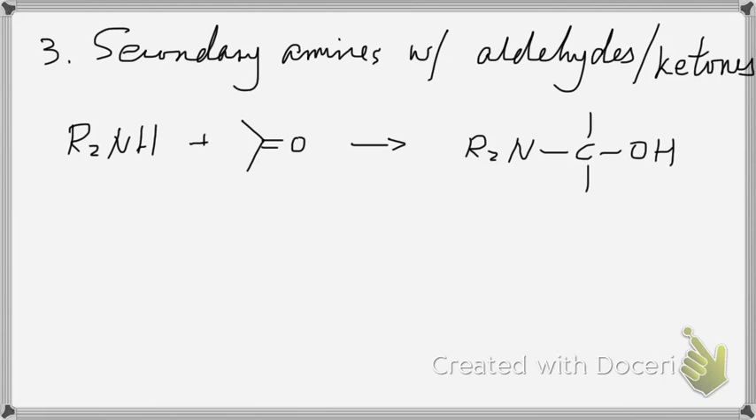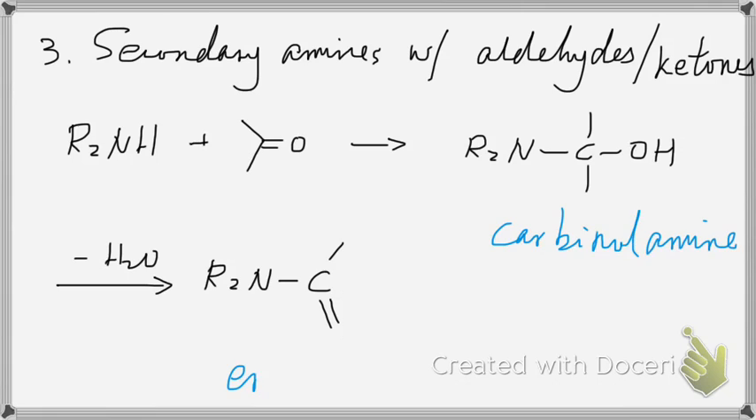Then the dehydration will take place in the second step, but because we don't have a hydrogen on the nitrogen to be eliminated, a hydrogen will be removed from the adjacent carbon atom. The final product has a nitrogen attached to a C=C double bond. It's called enamine.